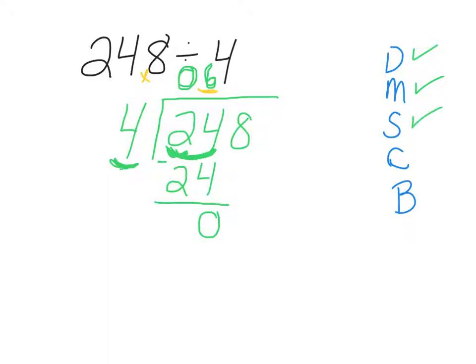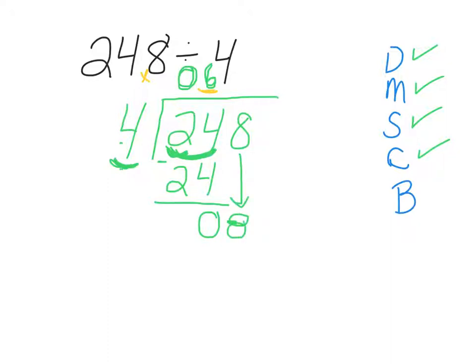Now, the C is check, and I am checking to see if my subtraction answer is less than my divisor. If it is, then I'm good to go. If this is bigger than this, I know that I have done something wrong, but in this case, I'm good. So let's go on. The B means bring down, so we're going to bring down our 8. Straight down.